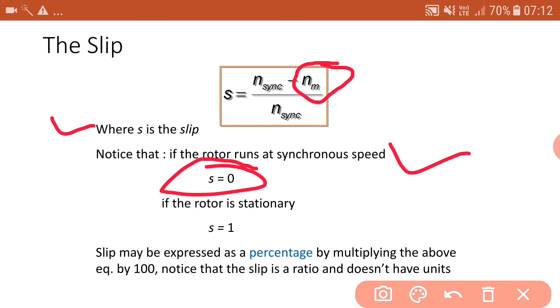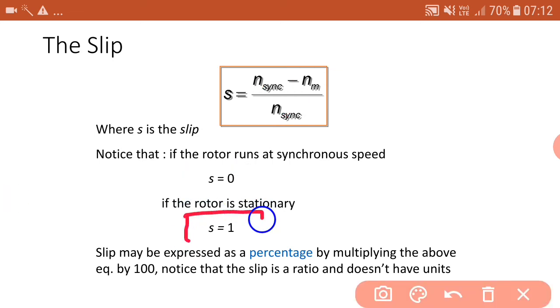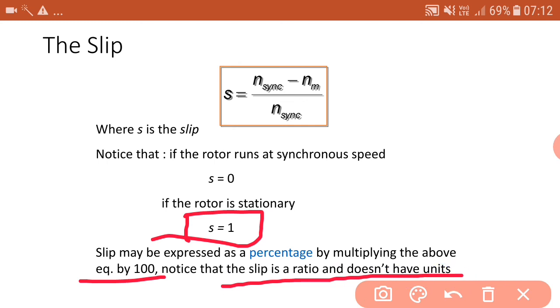If the rotor is stationary, it means n_m is equal to 0. Then slip will be n_sync divided by n_sync, so it will cancel out and the answer will be 1. So if the rotor is stationary, then slip will be 1. Slip may be expressed as a percentage by multiplying the above equation by 100. Notice that slip is a ratio, and therefore it has no units.